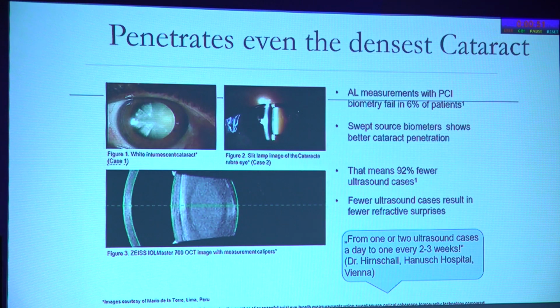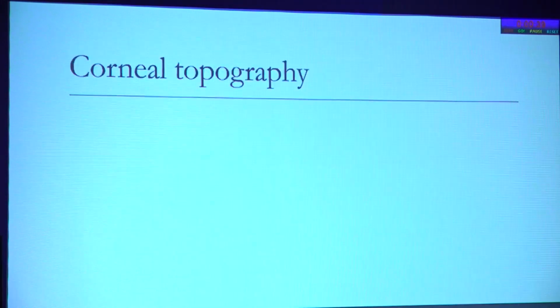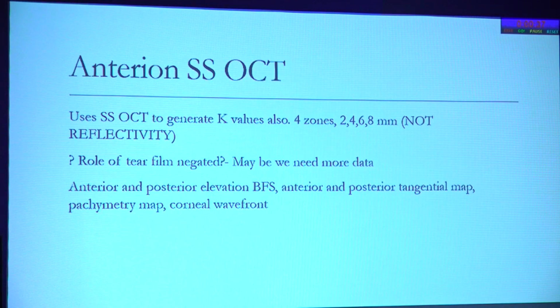Previously, any patient with a grade 3 or grade 4 nuclear sclerosis, dense PSC, or mature cataracts, these biometers were not able to penetrate. But the SS-OCT biometers are able to penetrate even through dense cataracts and give fairly good values.